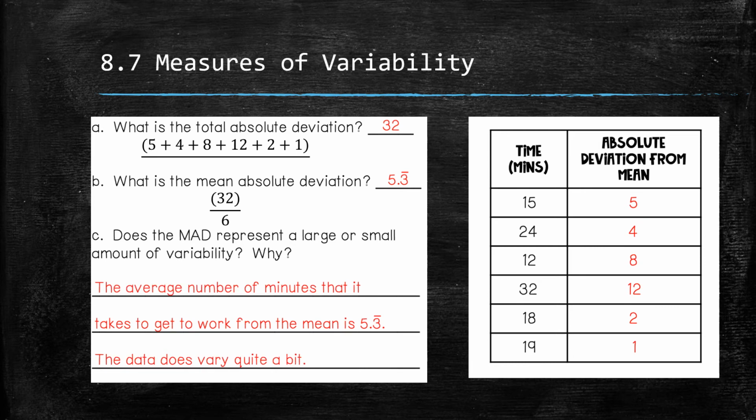So if you recall in the beginning, I said if it was close to 0, it had a small spread, and then the farther from 0, the larger the spread. So the average number of minutes that it takes her to finish her homework from the mean is 5 3/10. So that data varies quite a bit. So it's a larger spread.